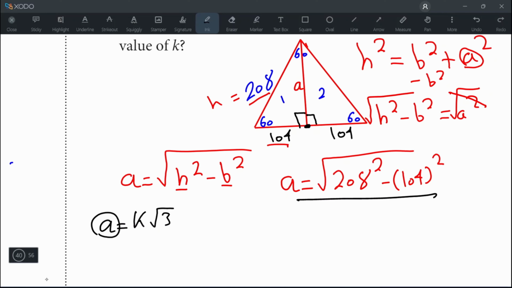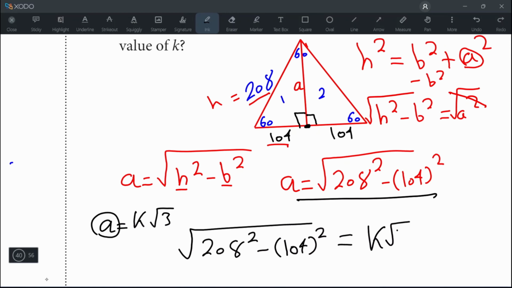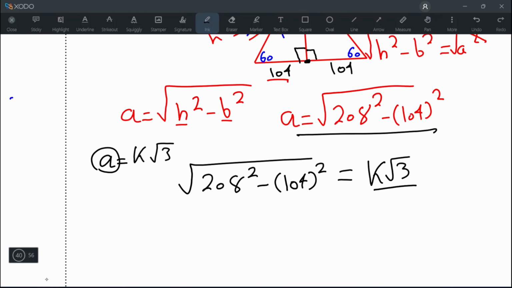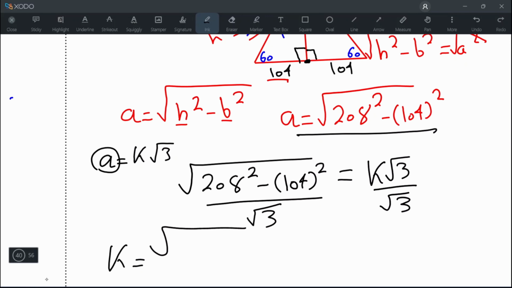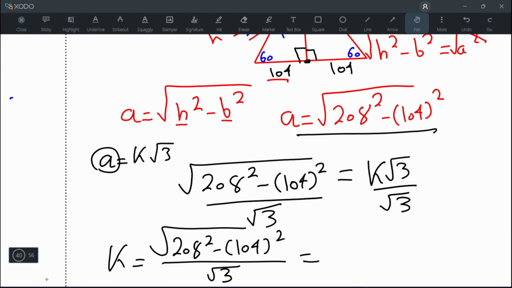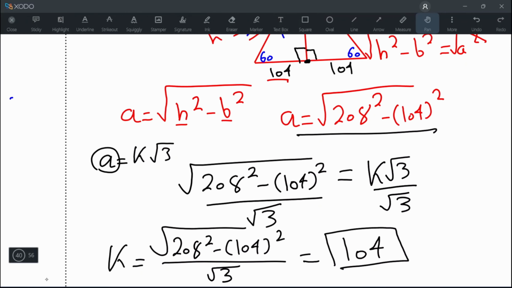So we know the value of a now. The value of a is the square root of 208 to the power of 2 minus 104 to the power of 2, and that's equal to k root 3. Now all we're going to do is divide both sides by root 3. So we will have k equal to the square root of 208 to the power of 2 minus 104 to the power of 2, over root 3, and that will equal 104. So the value of k, and the answer to this question, is 104.